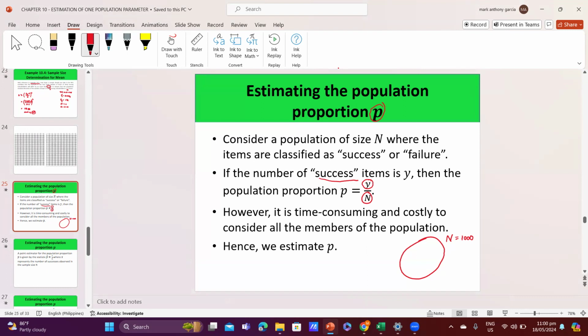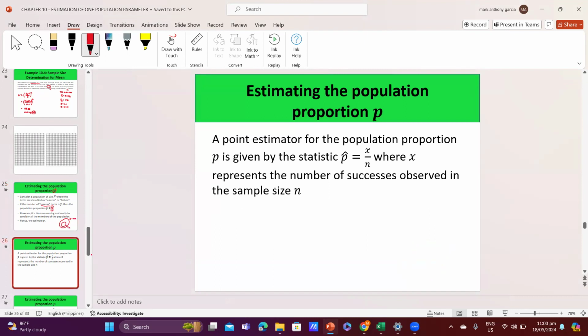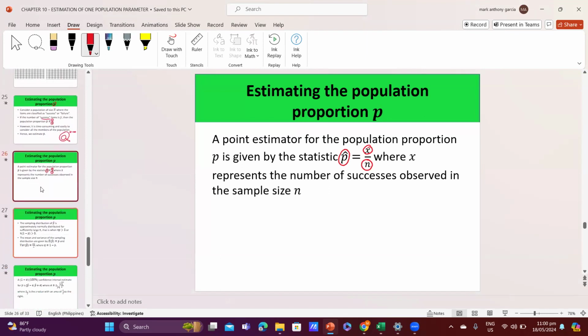Now, in order to do that, we will be getting a sample group of size small n. And a point estimator for the population proportion P is given by the sample statistic, which is denoted by p hat, and it is equal to x over the sample size small n, where x represents the number of successes observed in the sample size small n.